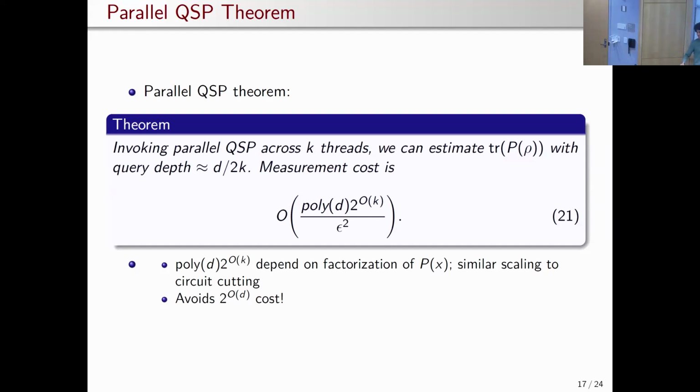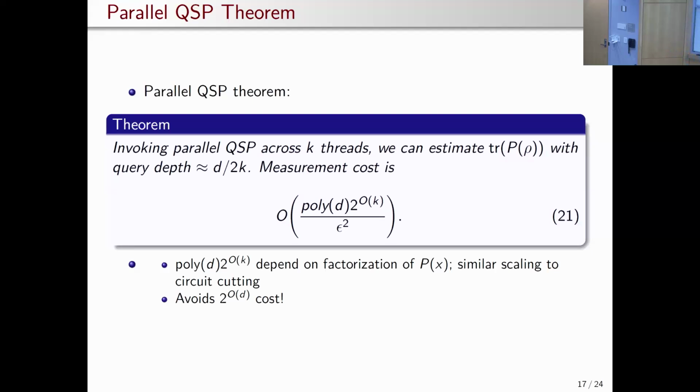So this is why I didn't want to present it, because it is kind of gross. But it's effectively saying that if we want to compute a trace of a polynomial of a density matrix, so we want to estimate the entanglement entropy of some state, what we can do is reduce the query depth by a factor of 2k. So rather than do this with a degree d polynomial, we can do it with a bunch of degree d over 2k polynomials.